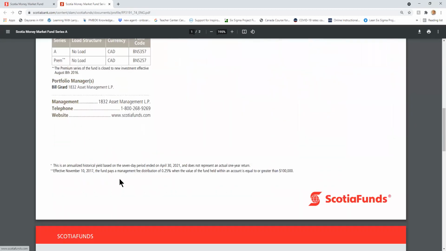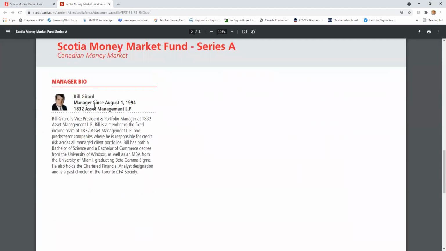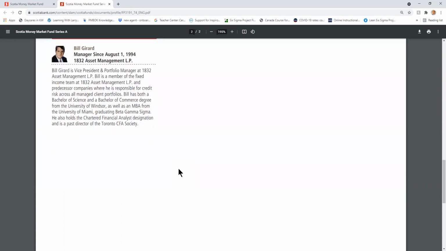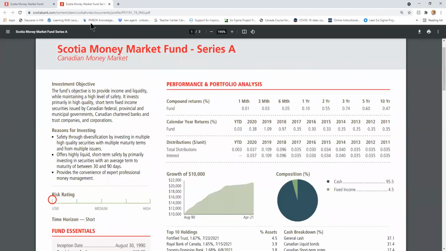Okay. And here you want to know what Bill's background is. This is Bill, the portfolio manager. He's been in business since 1994. He's managing this, and he has a lot of experience: MBA, CFA, and so on. So this is about the portfolio manager. Okay, clear?